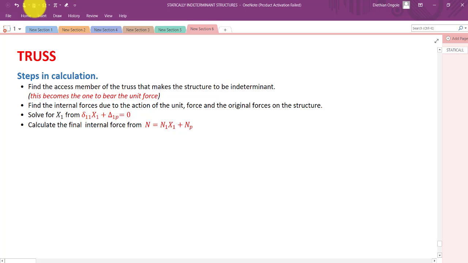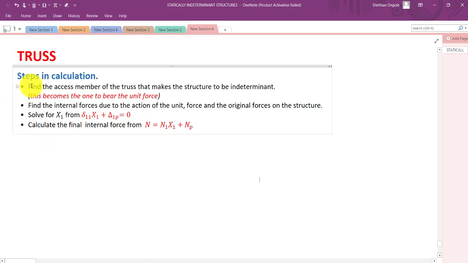Hi, we are going to be looking at determination of internal forces on a statically indeterminate truss system using the force method, or the so-called lever in Chinese language. So, as usual, we begin by laying down the steps that we consider in our process of calculation.